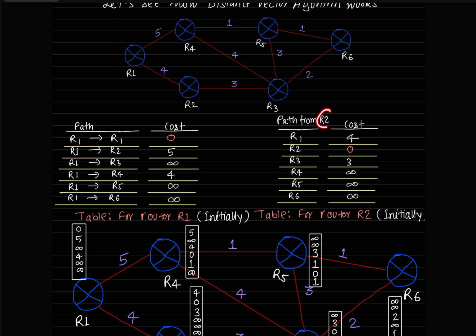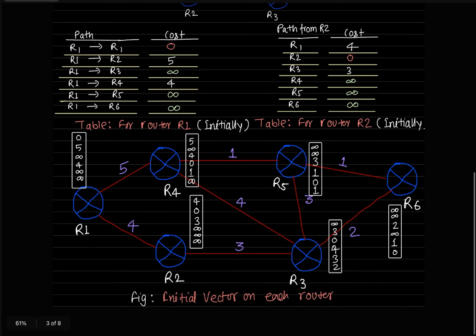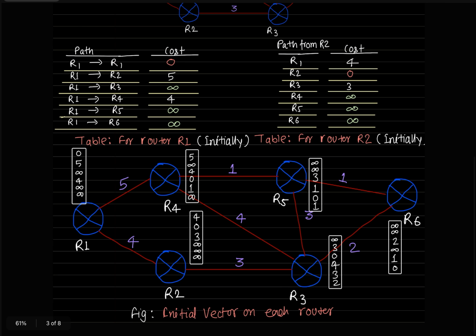Similarly, we can find the initial vectors for router R2. Those routers that are connected with R2 directly will get some values. For the rest of the values we will put infinite, because those routers are not directly connected. For the sake of time, I have computed all the vectors and written them over here.